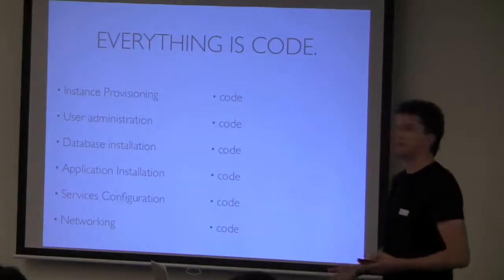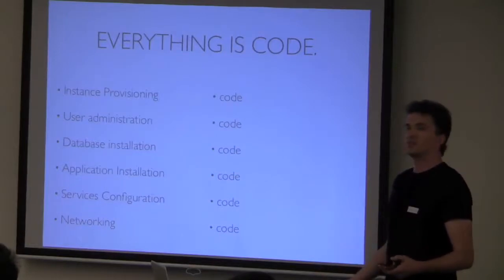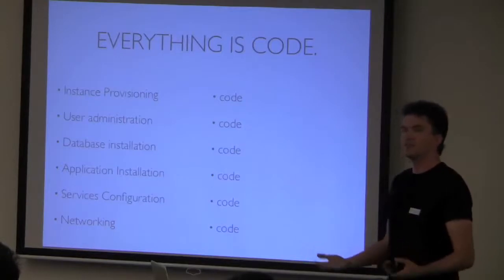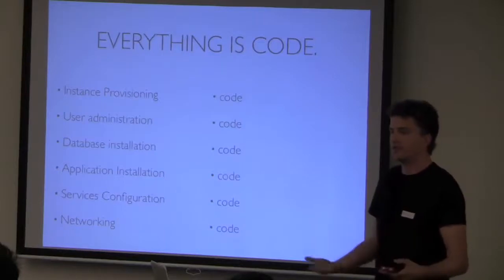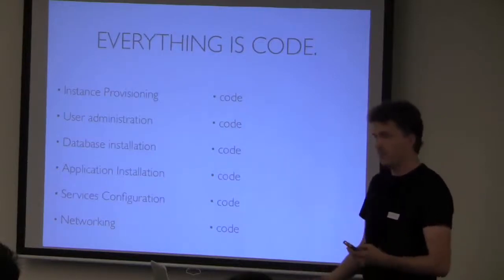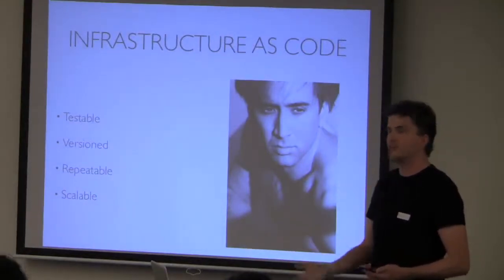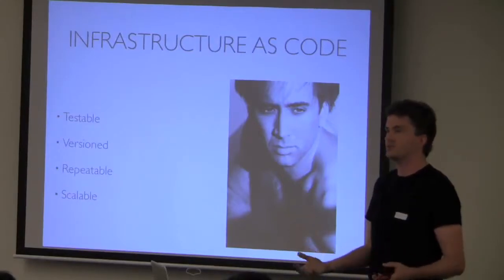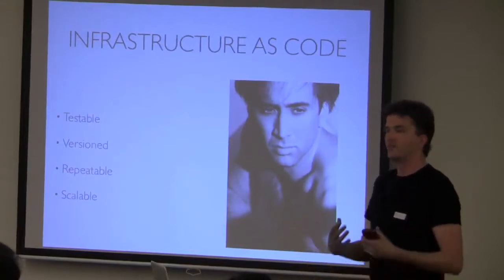Instance provisioning, building a machine out at Amazon or VMware, is code. User administration is a JSON file. Again, it's code. Database installation: create an object and you've got a MySQL instance. Code again. Application installation, all the way down the line. So you get all the benefits of working in code. It's testable. You can write unit tests against your Chef. It's versioned. You can version all of your configurations. It's repeatable. Everything is completely reusable as long as you make them in macro enough blocks. And it's really scalable.